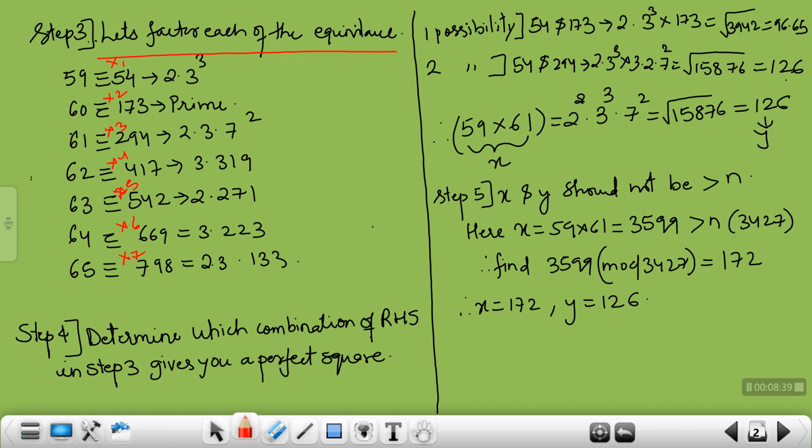So I find out x1 is nothing but 54, which corresponds to 59. It is 59 congruent to 54 mod your number, that is nothing but 3427. So 59 congruent to 54. Now, factors of 54.